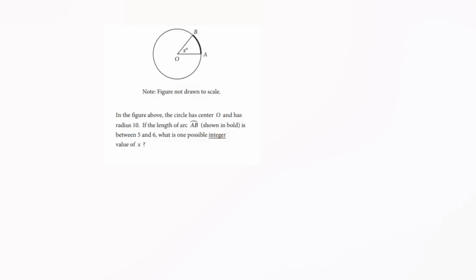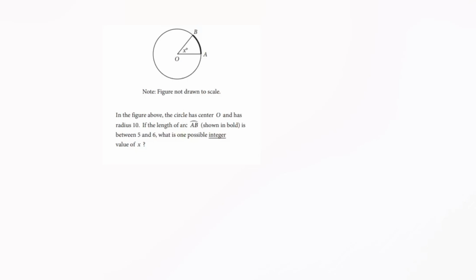Question states, in the figure above, the circle has center O and its radius is 10. If the length of the arc AB, shown in bold, is between 5 and 6, what is one possible integer value of x? So I know that the length of arc AB is basically between 5 and 6.